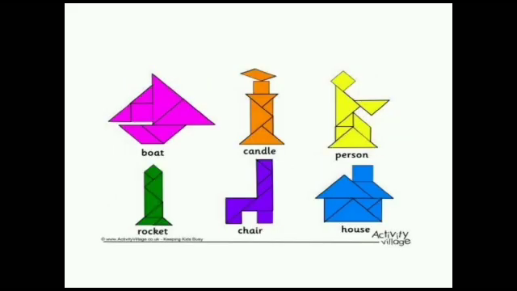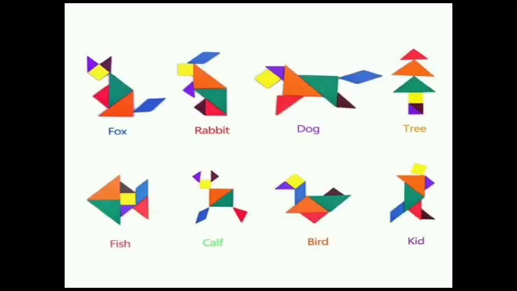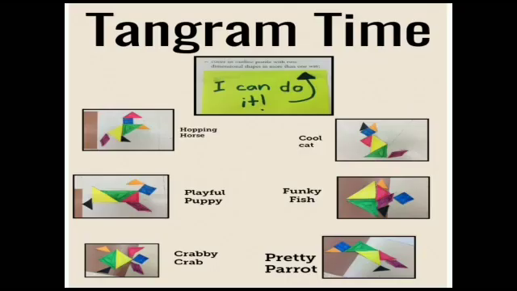See here: boat, candle, person, rocket, chair, house. So these are the 2D shape and 3D tangram pieces. So you can also try these tangram pictures. Fox, rabbit, dog, tree, fish, calf, bird, kid. These are the tangram set. Here is a tangram type for you. You can also try it, okay?